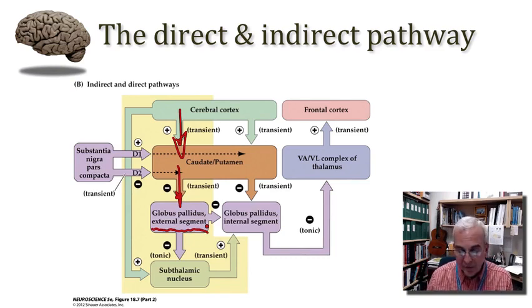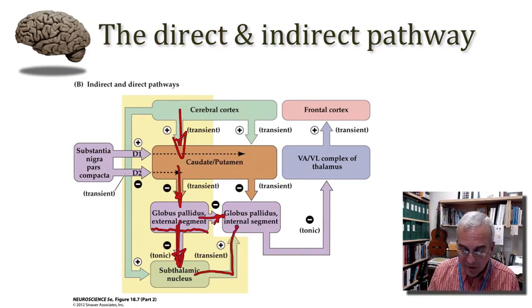The external segment of the globus pallidus projects to the subthalamic nucleus, and it also has direct projections to the internal segment. It seems as though this projection to the subthalamic nucleus is really important in how the indirect pathway works, because the subthalamic nucleus then projects back to the internal segment of the globus pallidus. And now we're back into the confluence of the direct and the indirect pathways.